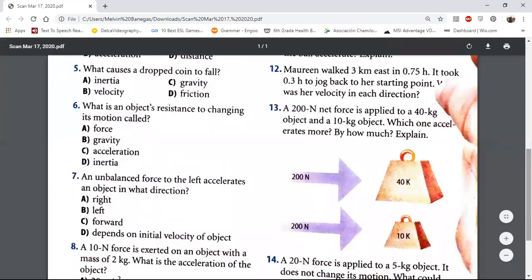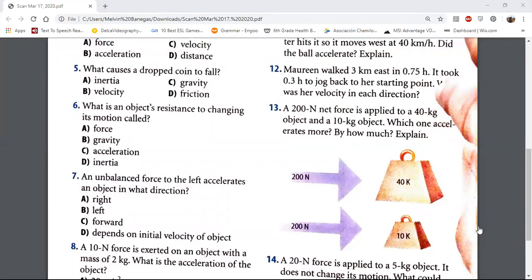All right, number 7. Let me see the participants. Harold. An unbalanced force to the left accelerates an object in what direction? A. Right. B. Left. C. Forward. And D. Depends on the initial velocity of the object. So what's going to be the answer?